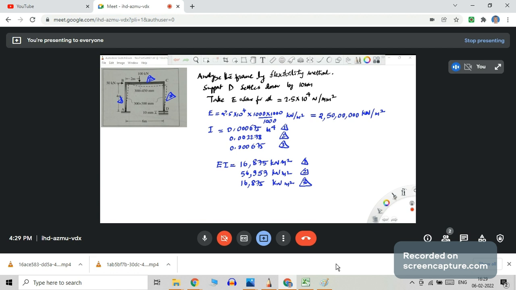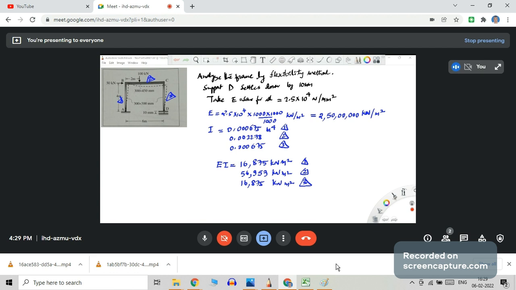I have calculated EI to be used in the flexibility matrix. So EI for column AB is 16,875 kilonewton square meter. In useful units, you have to convert it. Another column CD's EI is also the same, 16,875 kilonewton square meter. EI of the beam is 56,953 kilonewton square meter. So those things are straightforward.